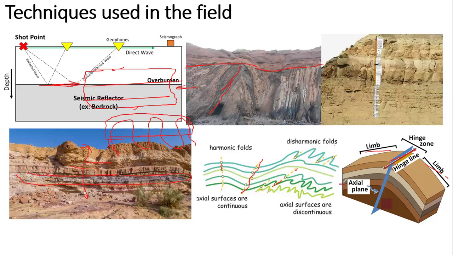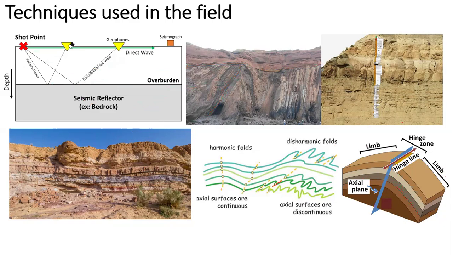If we check over here, this layer can be continuous, but if we start to have hinge lines, which are the axial surfaces, that are discontinuous, then we have a different scenario. Which is why we say you need to understand homogeneity and heterogeneity when you are in the field as a structural geologist, so that you can come up with a reasonable conclusion.